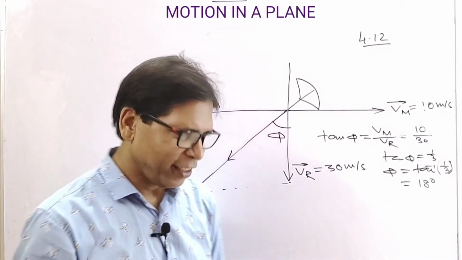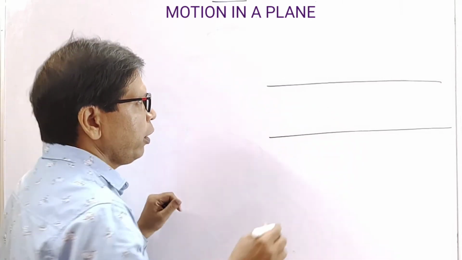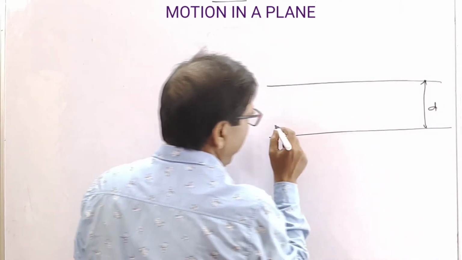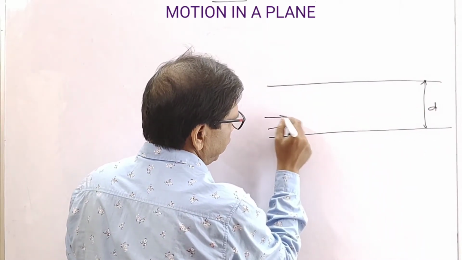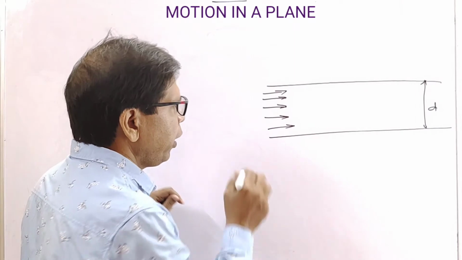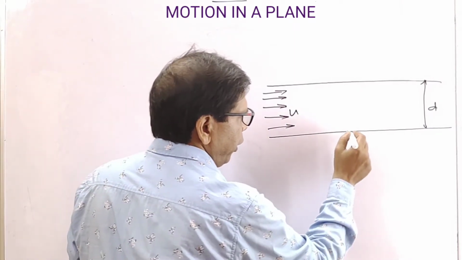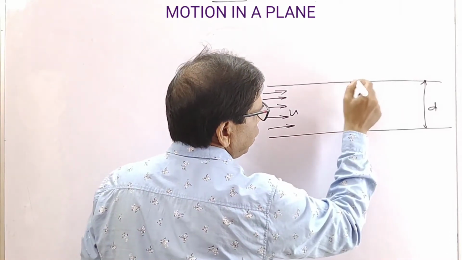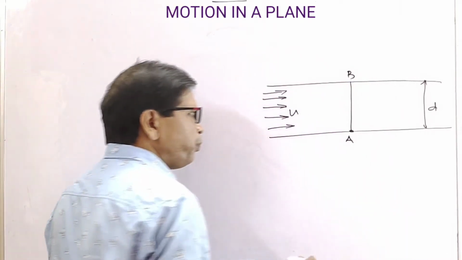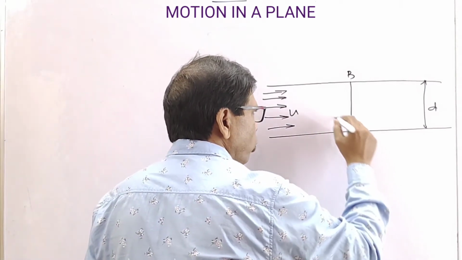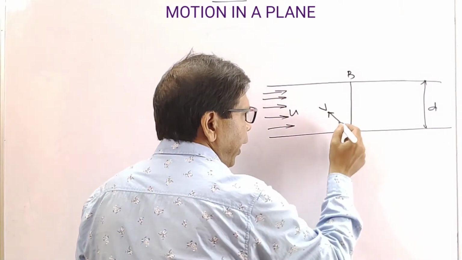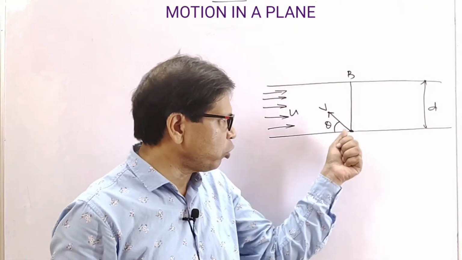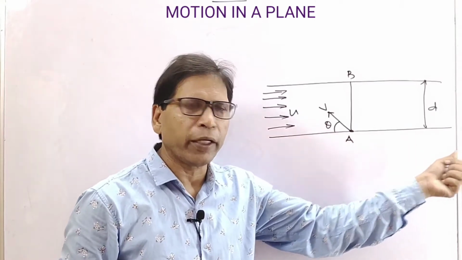Okay. Now next, look at this: river crossing. Suppose this is a river of width d, and it is flowing along this direction. The velocity of the stream is u along this direction. A person wishes to cross the river along this direction to this point B. Now suppose the person steers along this direction with velocity v at an angle theta with the upward bank. Look at this, the river is flowing along this direction. So this is the upward bank and this is the downward bank.